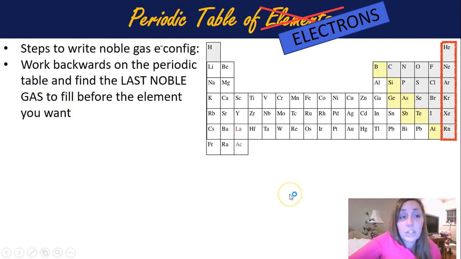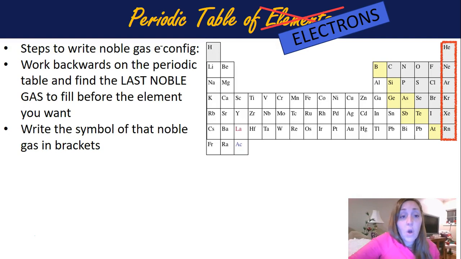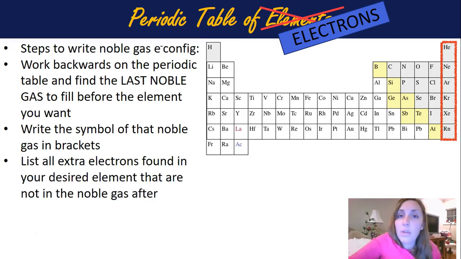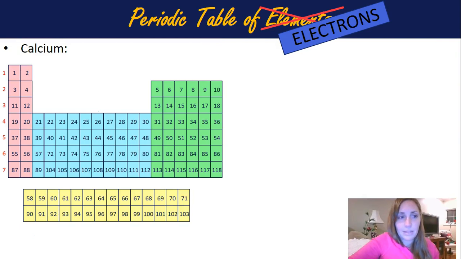So the first thing you need to do is work backwards on the periodic table and find the last noble gas to fill before the element that you want. Write the symbol of that noble gas in brackets, and then list all the extra electrons found in your desired element that are not in the noble gas. Okay, what do I mean?